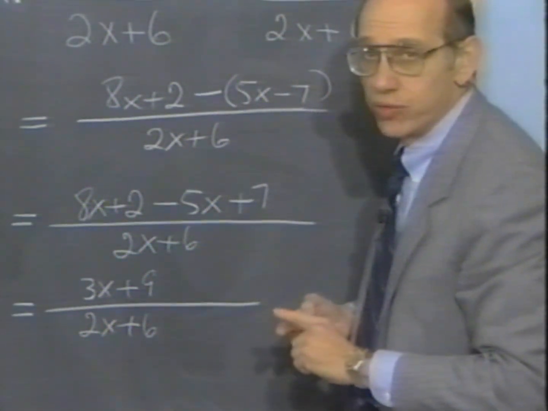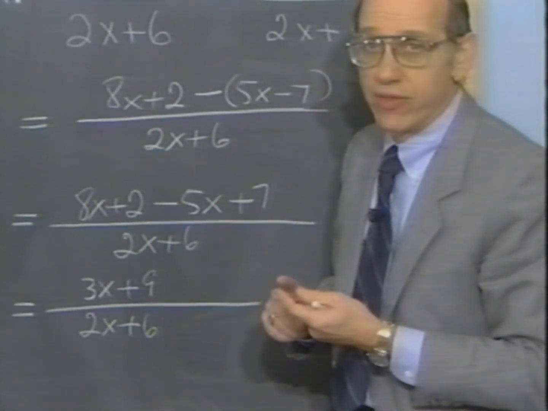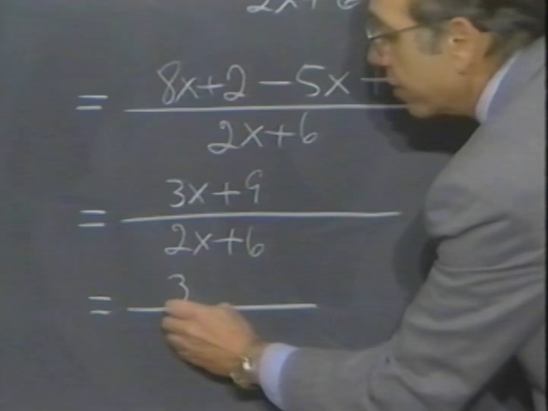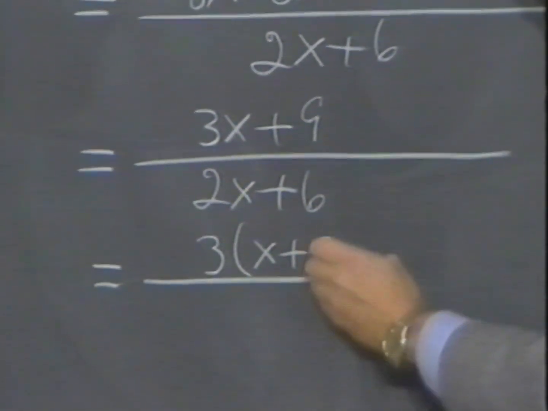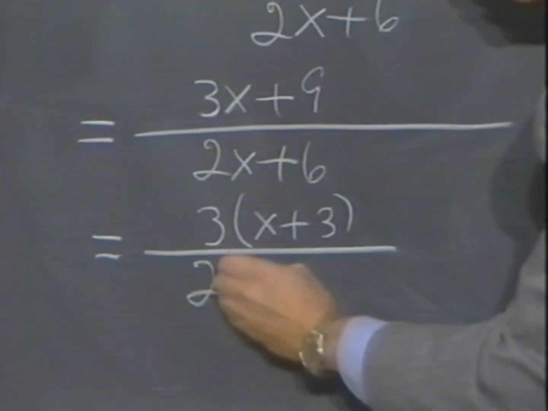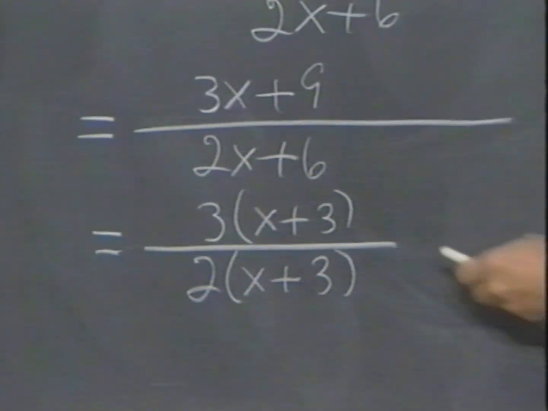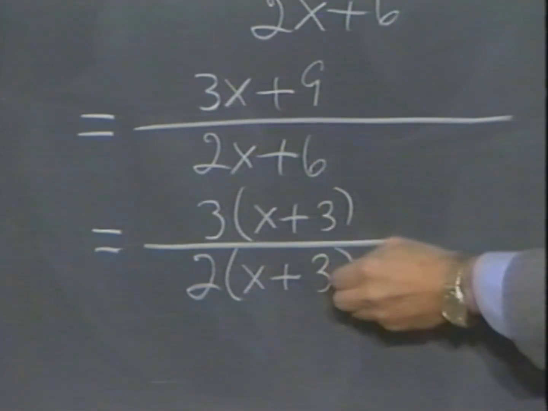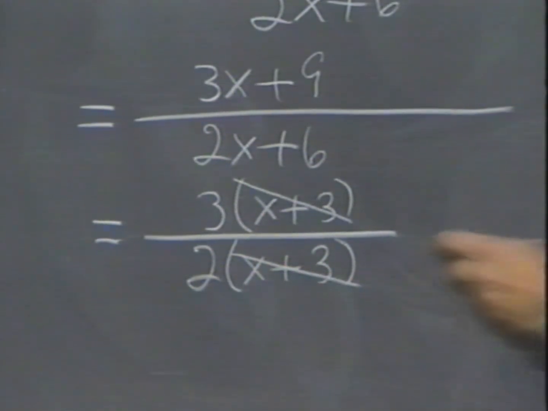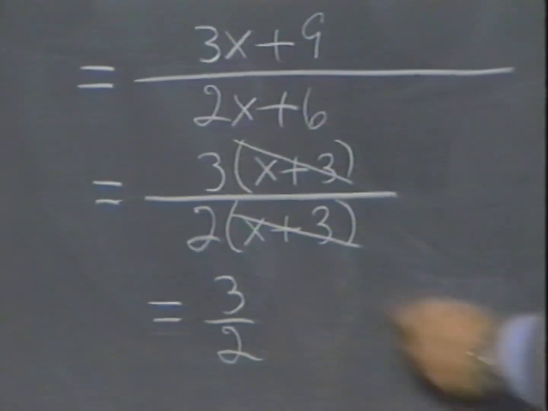And now we're going to attempt to reduce to lowest terms. In order to do that, I have to see what the factors of the numerator and the denominator are. Well, in the numerator, there's a common factor of 3. So I can make this 3 times x plus 3. And in the denominator, I have a common factor of 2. And I can factor that 2 and make it 2 times x plus 3. And if you look, you see I have the same binomial factor, numerator and denominator. I have x plus 3 over x plus 3. And that can be divided out so that this entire expression reduces to simply the number 3 over 2.